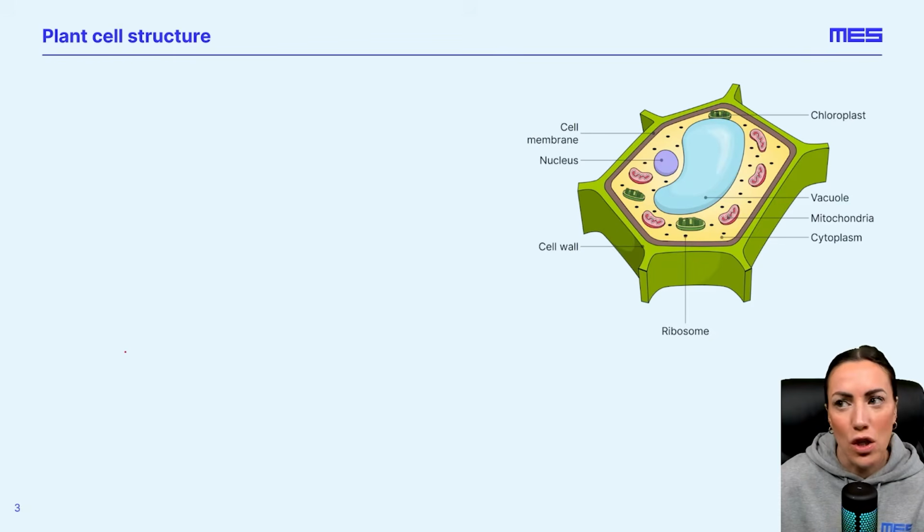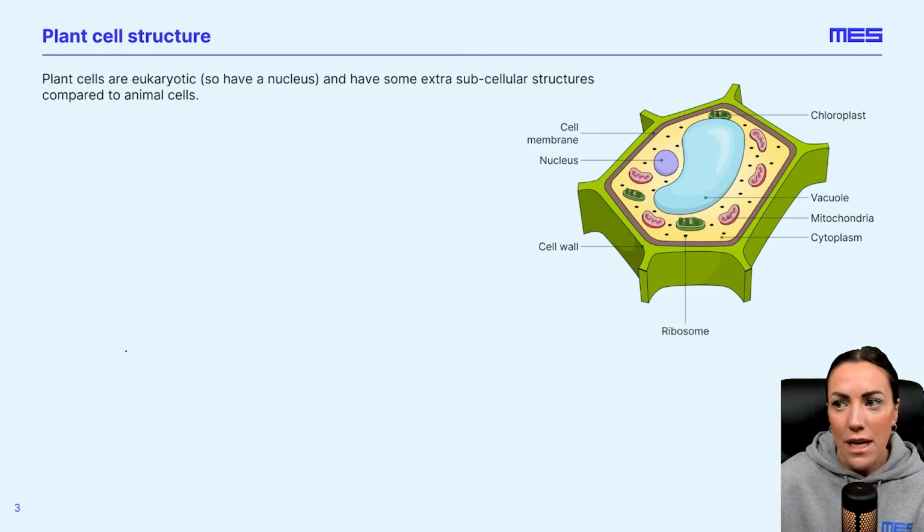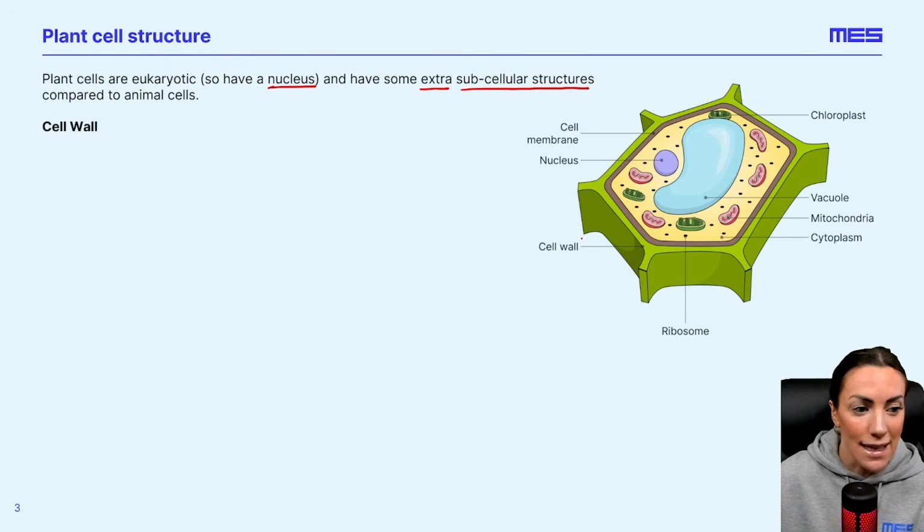Let's move on to plant cell structure. Now, plant cells are also eukaryotic, which means they also have a nucleus, and they do have some extra subcellular structures or extra organelles compared to an animal cell. So let's go through those structures. For example, unlike an animal cell, plant cells have a cell wall around the outside of the cell. So the cell wall is outside of the cell membrane.